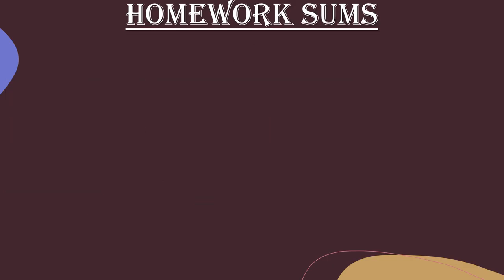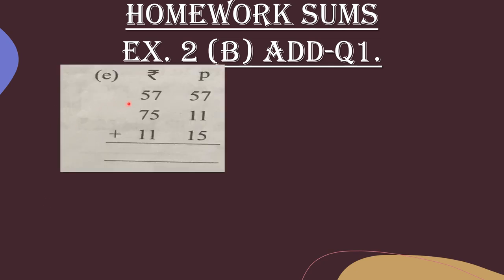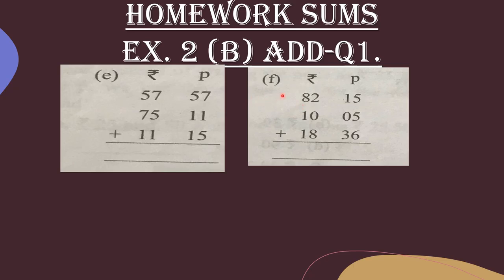Okay, now beta, exercise 2B, question number 1. In E part, you have to add these amounts. Units are given in rupees and paise: 57 rupees 57 paise, 75 rupees 11 paise and 11 rupees 15 paise. You have to add these three amounts. Now in F part, rupees and paise are given: 82 rupees 15 paise, 10 rupees 5 paise, 18 rupees 36 paise. You have to add these amounts.